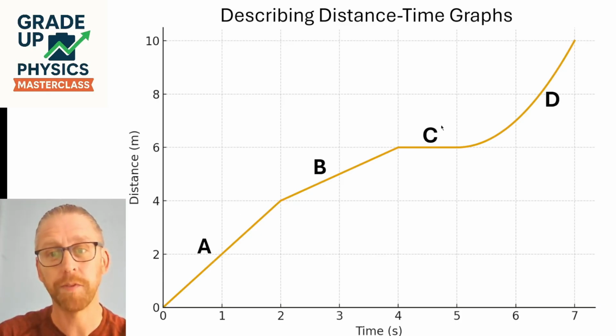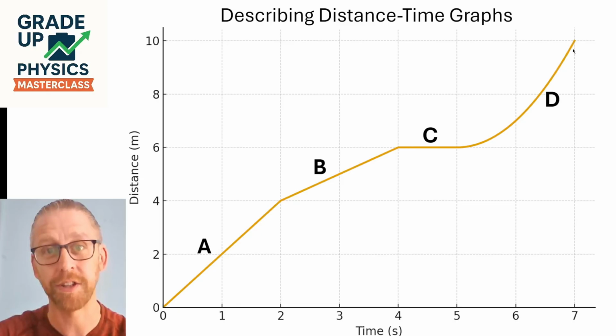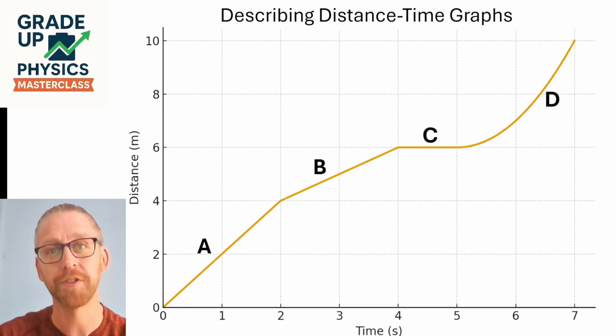So what we've got here is a journey where, to begin with, our object is travelling at a constant speed. It then carries on travelling at a constant speed, but slower than in A, then stops for a little period of time, and then the speed is increasing. And we often might say in GCSE or A-Level that our object is accelerating. So now that we've had a look at describing it with words, we're going to move on to trying to do some calculations with our graphs as well.